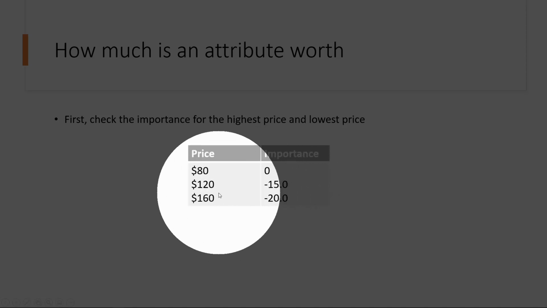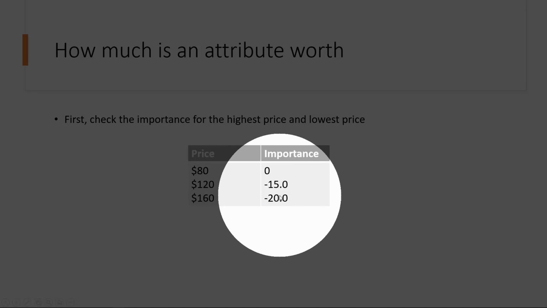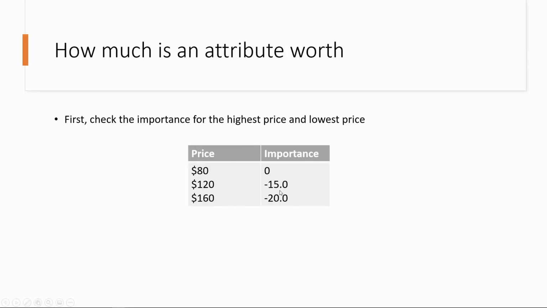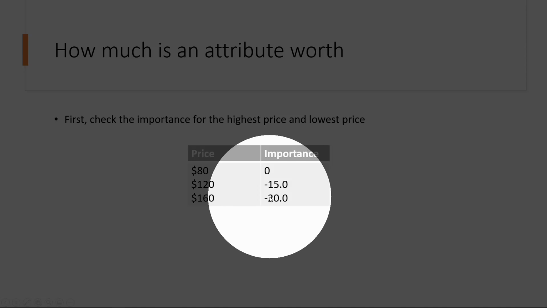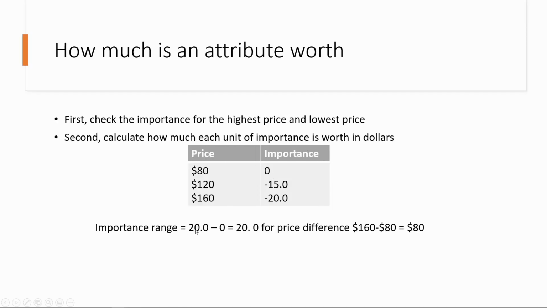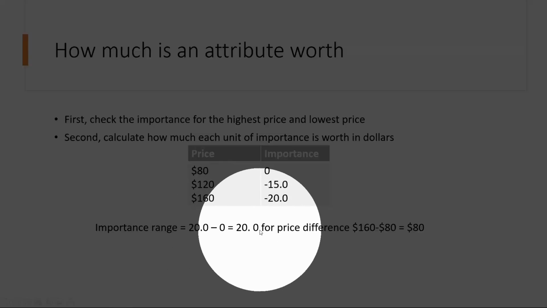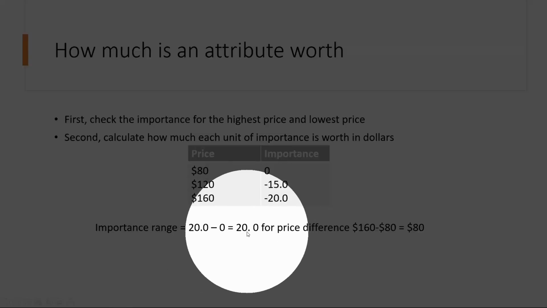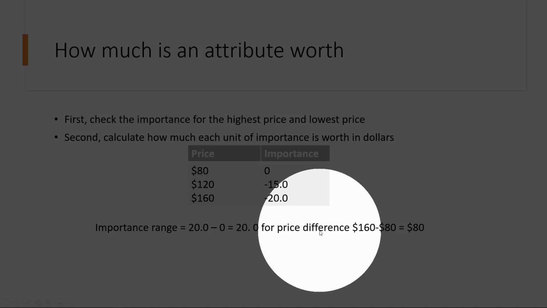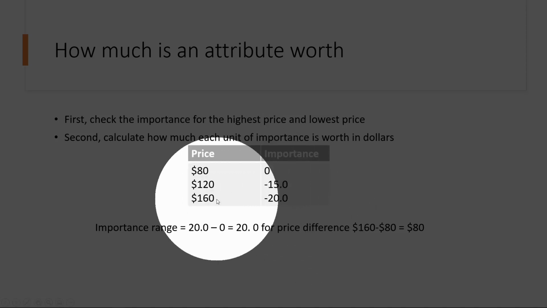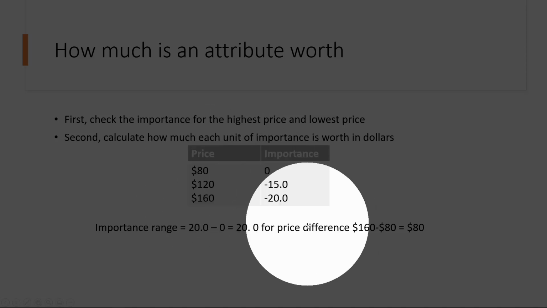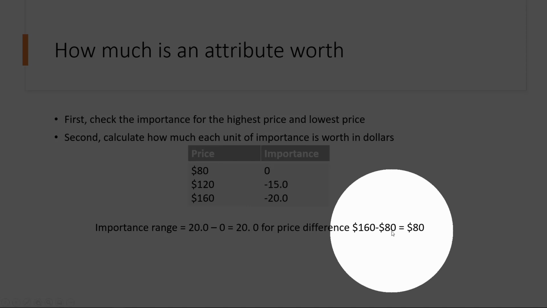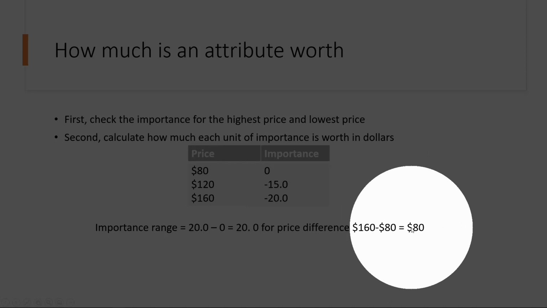Of course, the higher the price, the worse it is. It makes sense. When we look at the highest price and the lowest price, the importance scores are minus 20 versus 0. So the importance range between these two dollar values is between 20 and 0. So that range is 20. And the price difference between minus 20 and 0 is 160 and 80. So 160 minus 80 covers a price difference of 80.